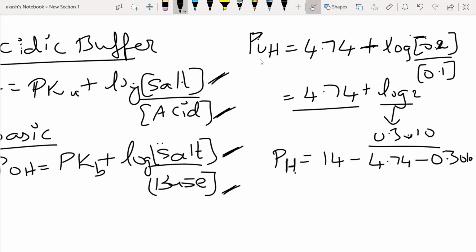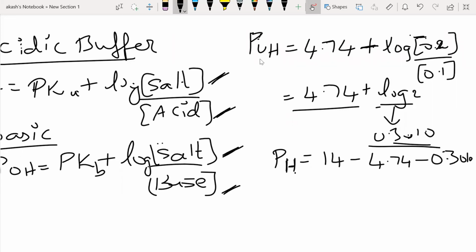Minus 3, 0. Wait, this is plus and plus. So if I calculate the pH, it will be 14 minus 4.74 minus 0.3010. Right? Easy question. Just a formula substitution here. But the only thing is you have to understand which part the question is from. If you understand that, you're done.